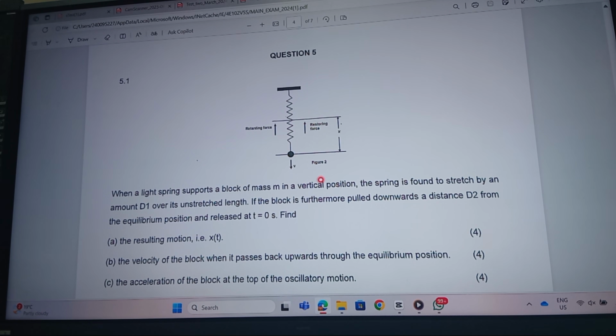When a light spring supports a block of mass m in a vertical position, the spring is found to stretch by an amount d1 over the unstretched length. If the block is furthermore pulled downwards at a distance d2 from the equilibrium position and released at time t equals 0, find the resulting motion.